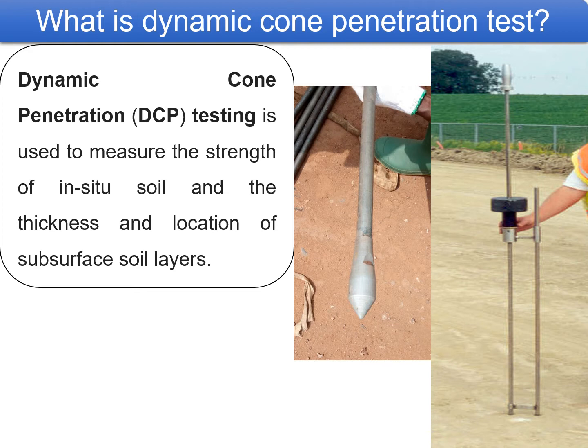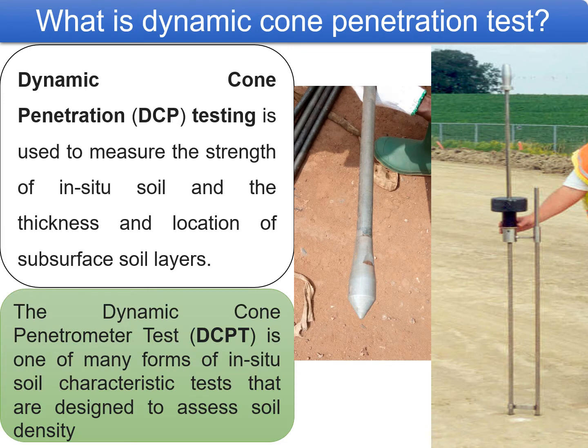The dynamic cone penetrometer test is one of the many forms of in situ soil characteristic tests that are designed to assess the soil density. But in today's module, we will not be detailing the method of the test, how the test is conducted, or what instruments are utilized. Rather, the output of the test, which is basically the number of blows to penetrate the soil through 100 millimeters, is captured in an Excel sheet.